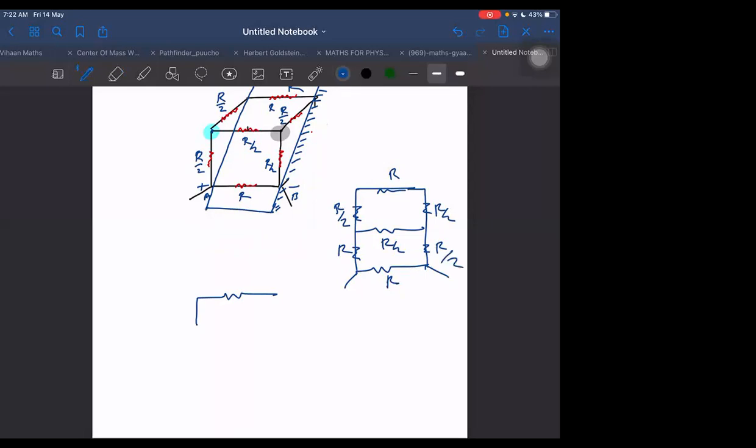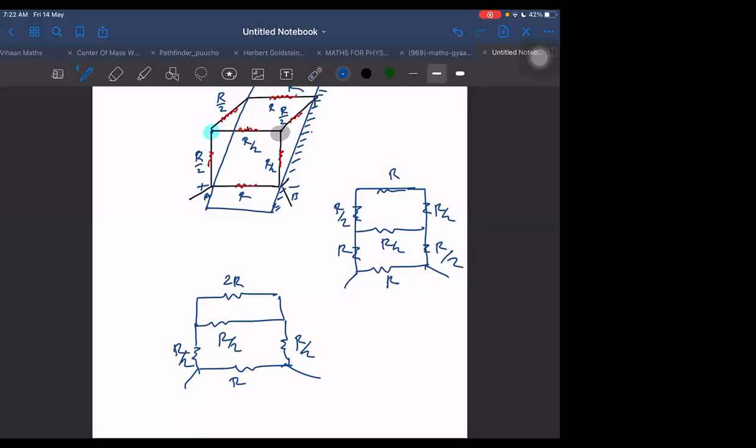Then we get it as 2R, and here it is R by 2, and then it is R by 2, and it is R. So finally, these two are in parallel here. 2R with R by 2 is in parallel.